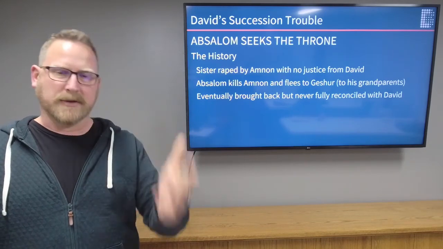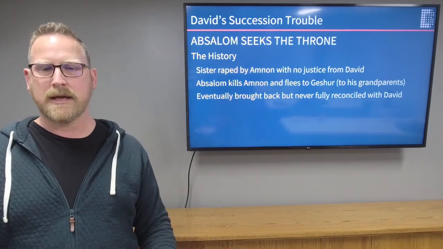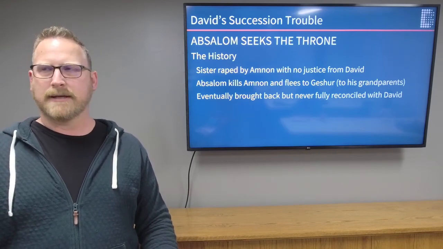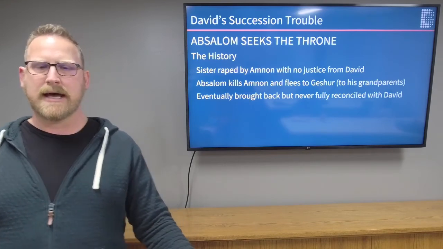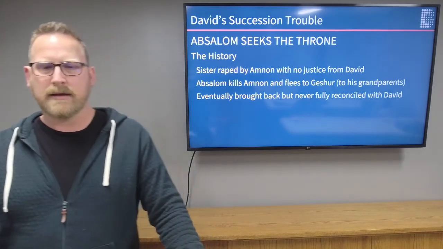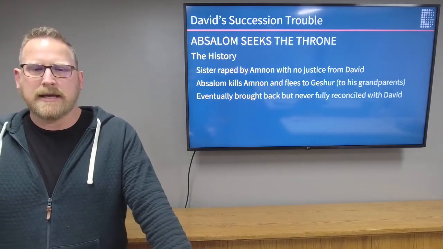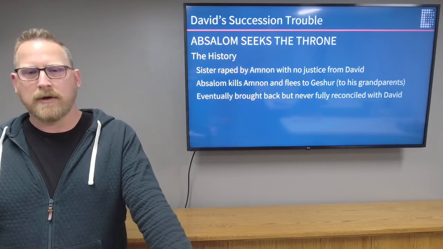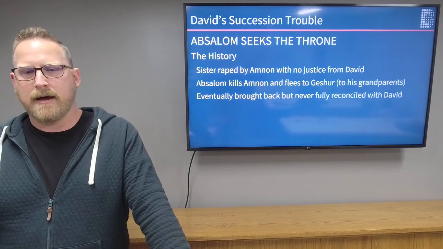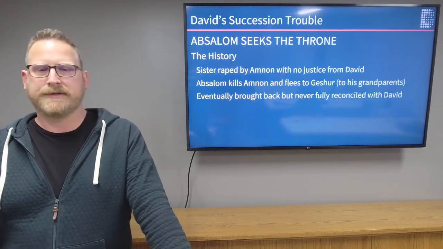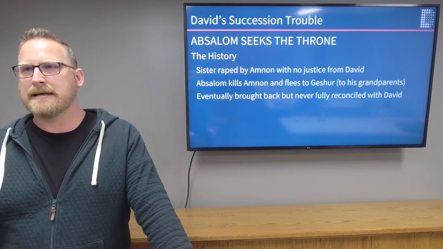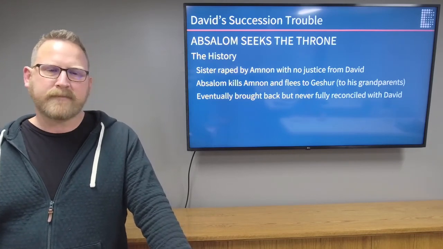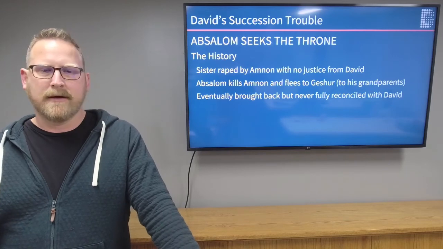So the troubles that come with his family, his son ends up seeking the throne. So the history with this is Amnon, David's oldest son. He was madly in love with his half-sister, who was Absalom's full sister. And he ends up coming up with this scheme to be able to have her in bed.